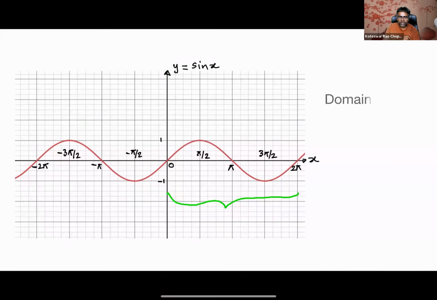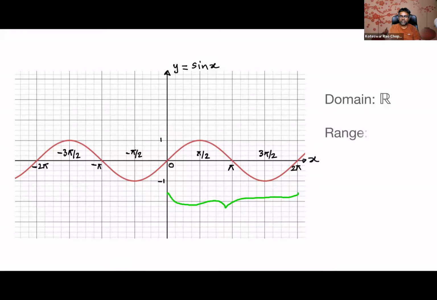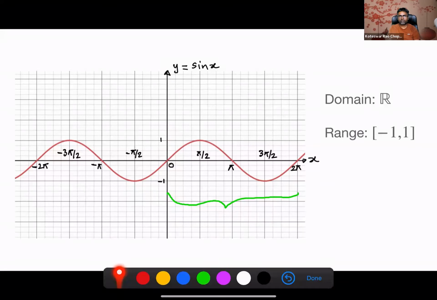So now let's look at the domain. What is the domain here? All real values are acceptable. So the domain is the set of real numbers. But if you look at the range, what are the output values that we are getting? We are getting from -1 to +1. That's it. You don't have other values. So the range is between -1 and 1. I'm using the interval notation here. Both 1 and -1 are included.